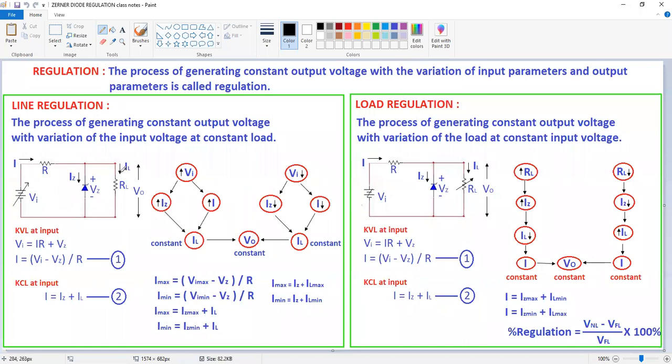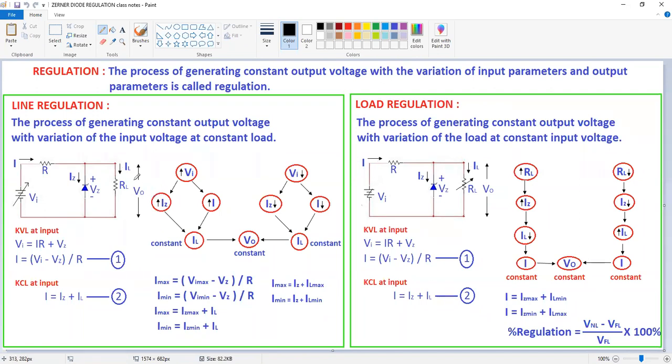Here they are saying that the process of maintaining output voltage is constant. That means this is constant. I'm assuming this is my load resistance, and I'm going to measure the voltage across this load resistance. That means here we have to maintain this output voltage as constant.